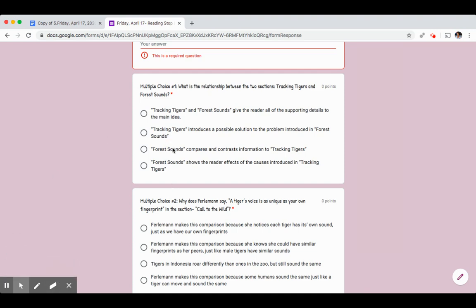In these two sections, no information is being compared or contrasted, so it could not be C. In addition, tracking tigers in forest sounds do not give the reader all of the supporting details to the main idea. Remember that we find the main idea using all of the information that was presented to us throughout the whole text. An answer choice that you may have picked is tracking tigers introduces a possible solution to the problem introduced in forest sounds.